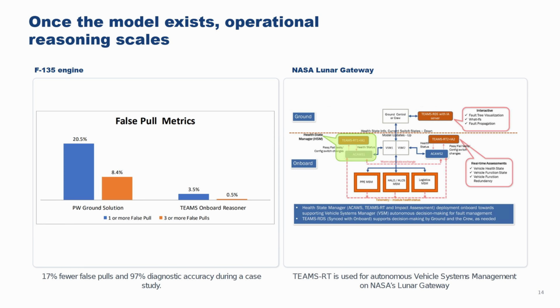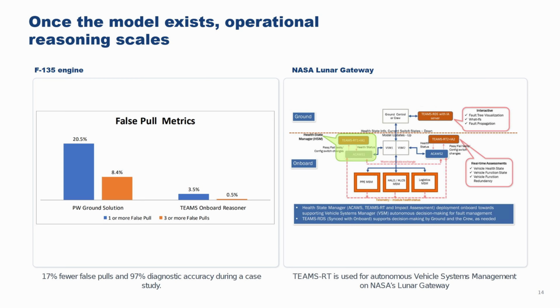In a case study involving the F135 engine, the false pull rate for various components was reduced by 17% when using a Teams model, and diagnostic accuracy was extremely high at 97%. It's worth mentioning that 17% is the absolute difference, and the relative factor difference was about a 6x improvement in false pulls.